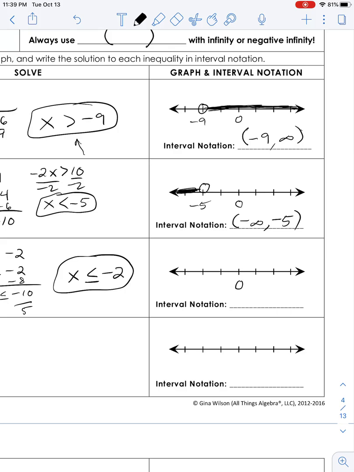Okay, so let's go to our graph. Plotted at negative 2. It is a closed circle. Pointy part is facing the X, so we're going to shade left again. Interval notation. Where do we start on the far left? We start at the arrow, which is negative infinity. Negative infinity is always a parenthesis. Where does my graph stop? It stops at negative 2. Closed circle means bracket.